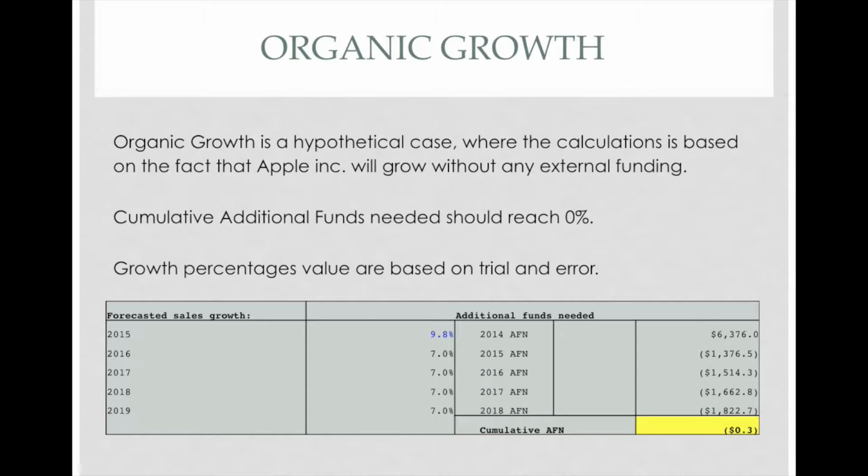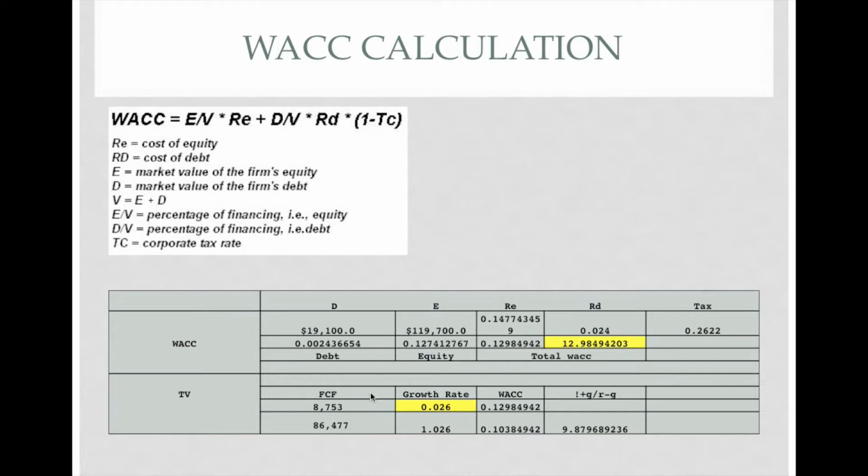So I started by estimating the growth percentages on the Excel model till it reaches 0.3, which is almost zero. So I got that in 2015 the growth percentage would be 9.8, and from 2016 to 2019 to be constant at 7%. Then I started to calculate the new WACC for the new hypothetical case using the rules applied before.